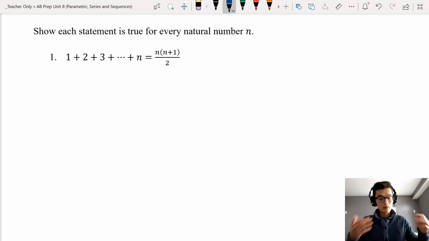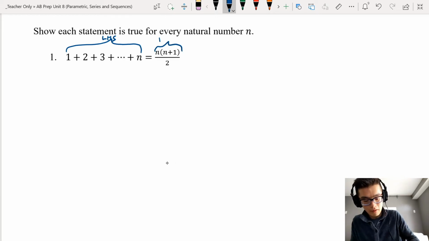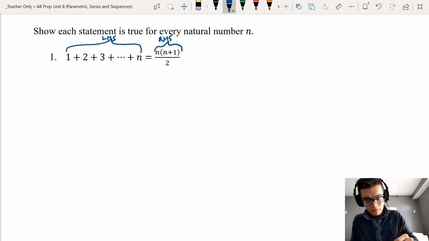So, a couple things that we want to lay down here. We're going to call this left-hand side here the left-hand side, LHS, and we're going to call this portion here the right-hand side, RHS. 99% of the time, and I literally mean almost all cases, you're going to want to start from the left-hand side to make it look like the right-hand side, okay? So, let's have that set there.